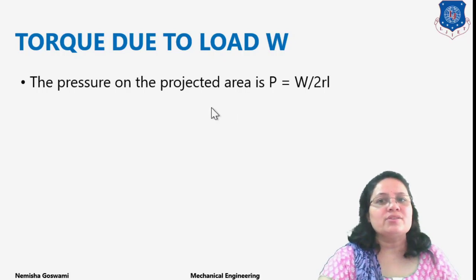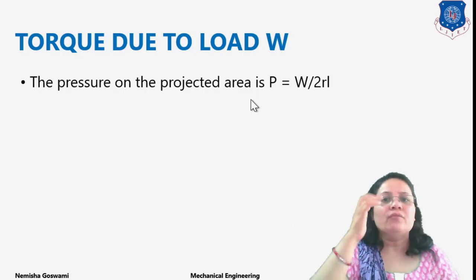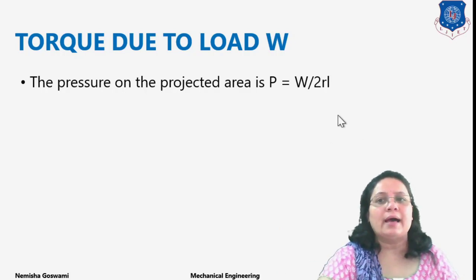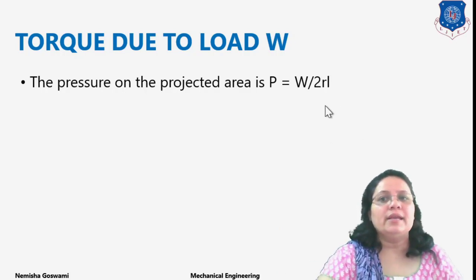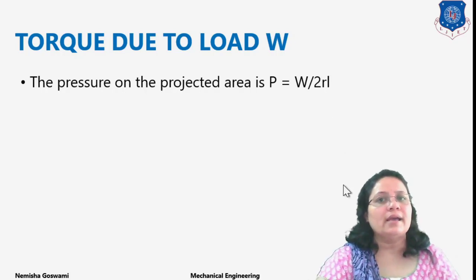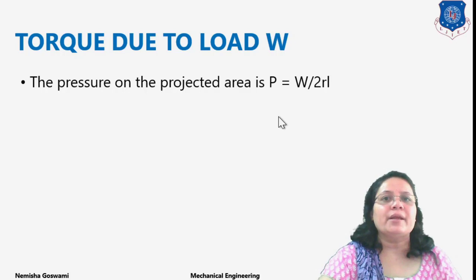So what was the pressure? Pressure is the load on the projected area. How will you find out pressure? Pressure is equal to whatever amount of load is applied divided by 2RL, which means the projected area. So projected area is your D into L. So your pressure is equal to load divided by 2RL.